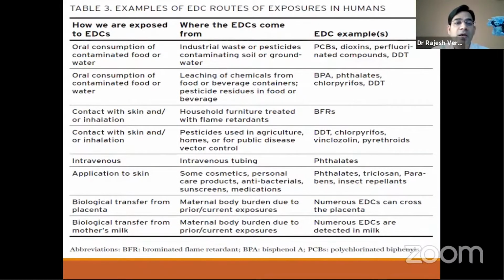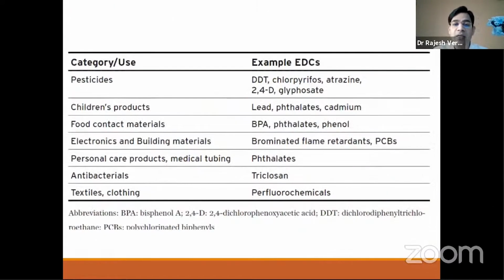The mechanism of action of EDCs and their exposure. Oral consumption of EDCs may come from industrial waste or leaching of chemicals from food containers, and the common EDCs are PCBs, BPA or phthalates. Contact with the skin may come from household furniture or pesticide use, and DDT and chlorpyrifos are the major EDCs. Intravenous exposure can be from intravenous tubings, for example, phthalates. Application to skin can be iatrogenic, for example, antibacterial medications, and some cosmetic use. Common EDCs in that category are phthalates, siloxane, or parabens. EDCs can also be transmitted by biological transfer, vertical transfer from the placenta, or can be excreted into the mother's milk. Numerous EDCs can cross the placenta and be excreted in the milk.